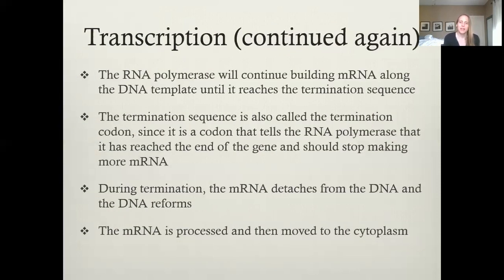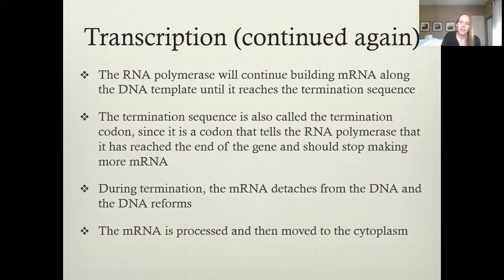So the RNA polymerase will just keep building the mRNA by adding one new nucleotide at a time until it reaches what's called the terminator sequence or termination sequence, also sometimes called the termination codon. It is the codon that tells the RNA polymerase that it has reached the end of the gene and can stop building the strand of mRNA.